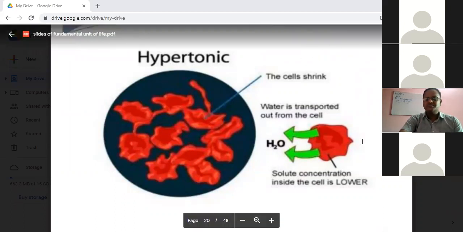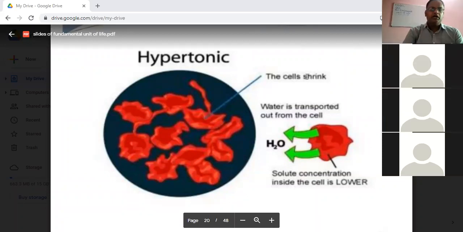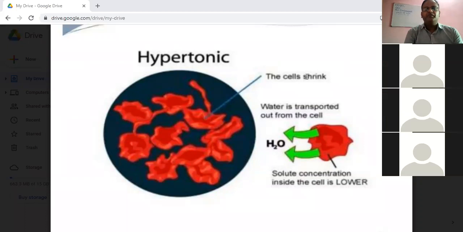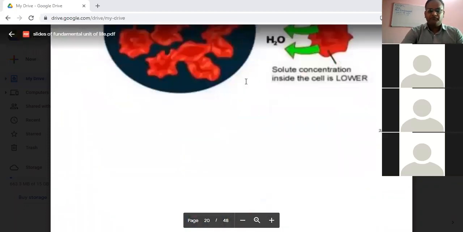Yes, correct, students. So this is the example of a hypertonic solution, where the cell is surrounded by a medium which contains a lower water concentration, due to which the water moves from the cell into the medium and it shrinks. Very well explained.